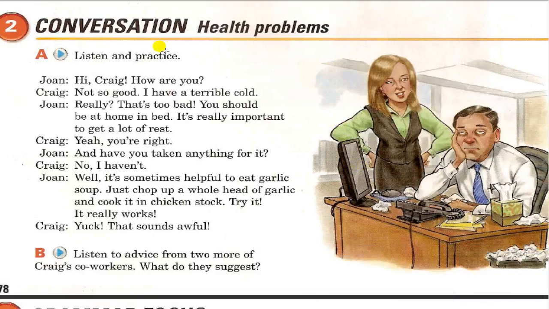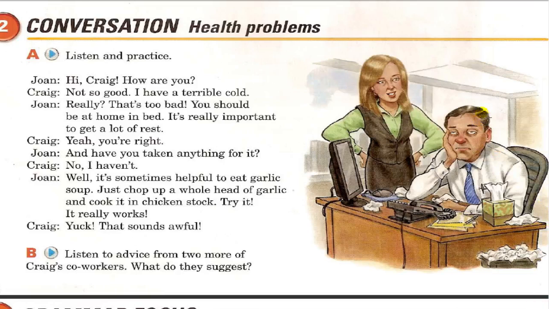Exercise 2. Conversation. Health problems. Look at the picture. What do you see? Where are they? A young lady, a man. A lot of tissues. These are tissues. The man has a red nose. His nose is red.